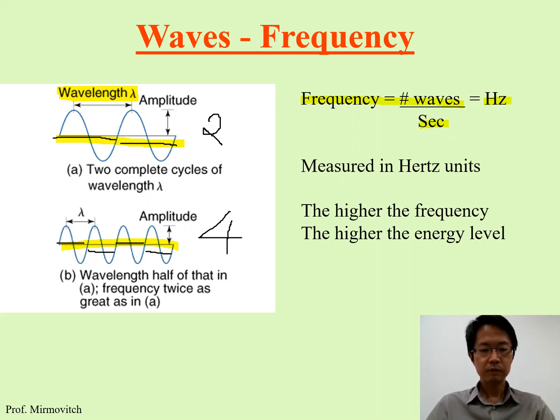So because A and B, they are of the same amount of time, and B has 4 waves in the same amount of time, A has 2 waves in the same amount of time. That's why B has a higher frequency. So other than amplitude, okay, the higher the amplitude, the brighter is the light, and frequency is also the same. Higher the frequency, higher the energy level.